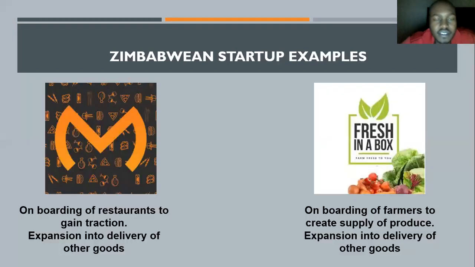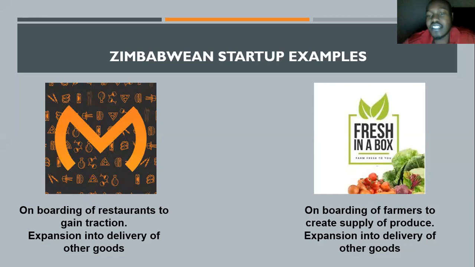And then another example of Zimbabwean startups. I looked at these two because we're all pretty familiar with them. If you look at Munch, how Munch started is they started onboarding of restaurants to gain traction. Once they had gained traction by having all the restaurants, they could start working on users, because now if you wanted to order any food from a restaurant, you'd go to Munch. That was the go-to place.